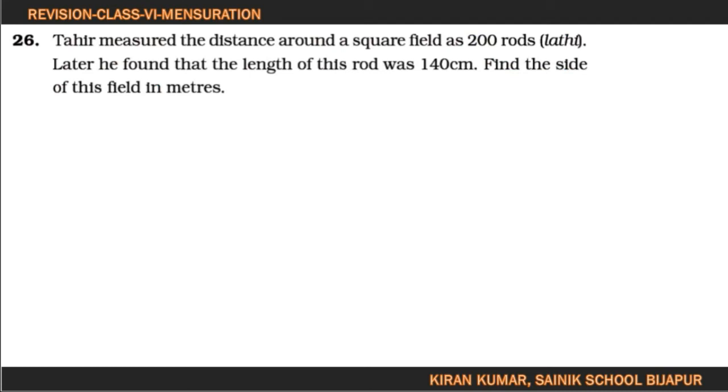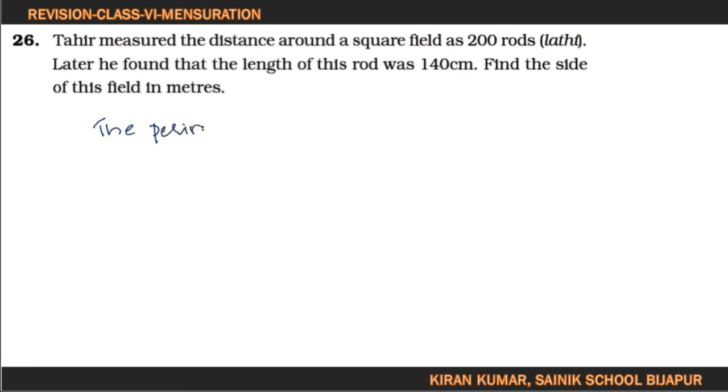Tahir measured the distance around a square field as 200 rods. It's called a lathi in Hindi. Later, he found that the length of this rod was 140 centimeters. Find the side of this field in meters. He is finding the distance around a square field. So the distance around a square field is nothing but the perimeter.